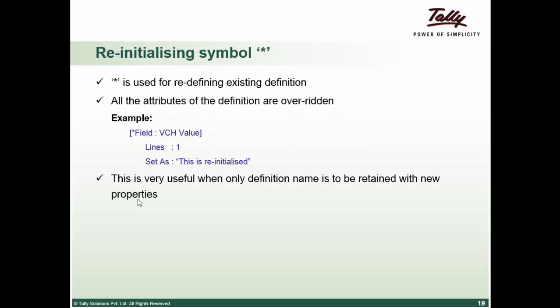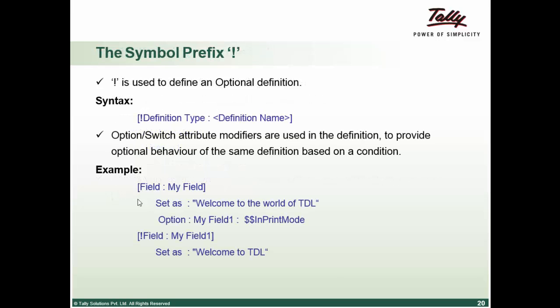Then we have the asterisk symbol, also known as a reinitializer. When an asterisk is used for an existing definition, all the attributes of the definition are overwritten. This is very useful when there is a need to completely replace the entire existing definition content with new code. Then we have the exclamation mark. It is used to define optional definitions, where the optional definitions can be called with the help of the attribute modifier, switch and option.